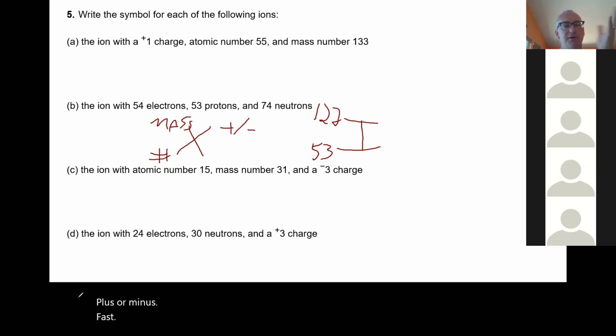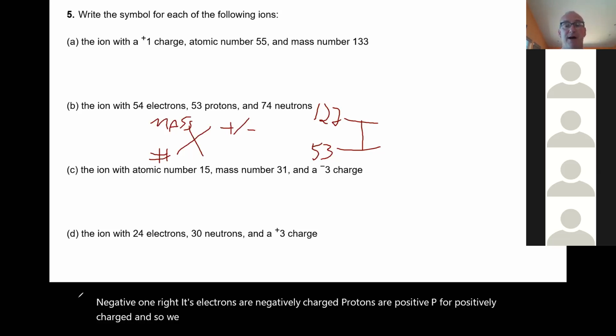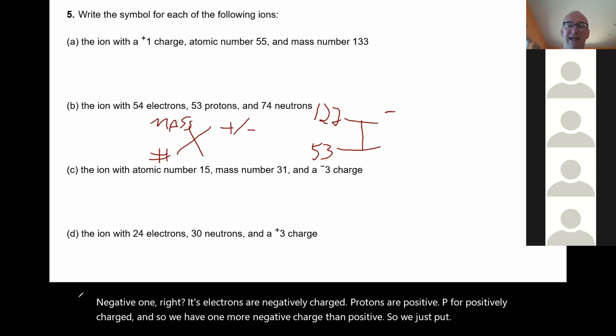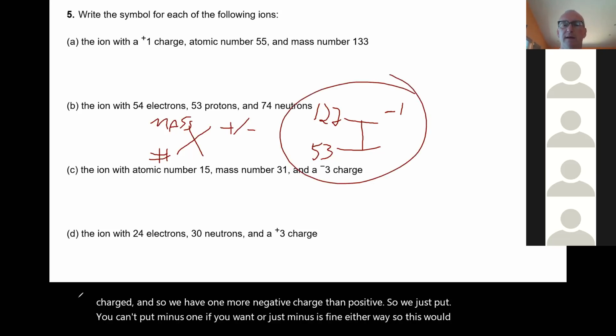Electrons are negatively charged or positively charged? Charged, so -1. Right. Electrons are negatively charged, protons are positive, P for positively charged. So we have one more negative charge than positive, so we just put minus. You can put -1 if you want, or just minus is fine. Either way, this would be the symbol for that particular ion.